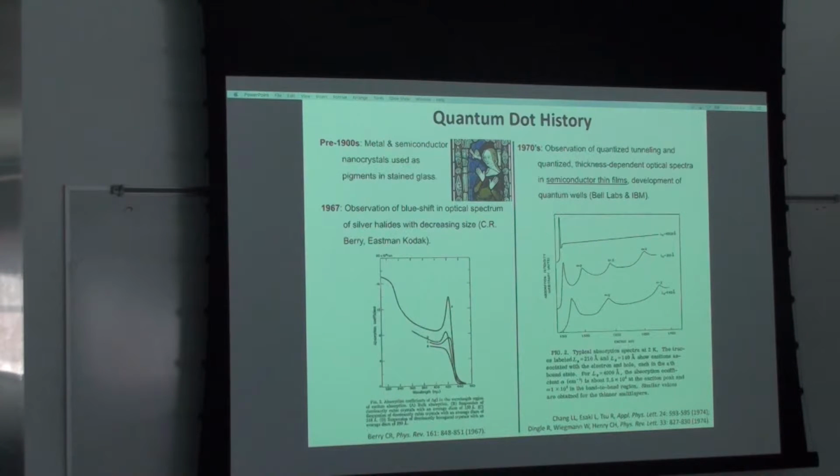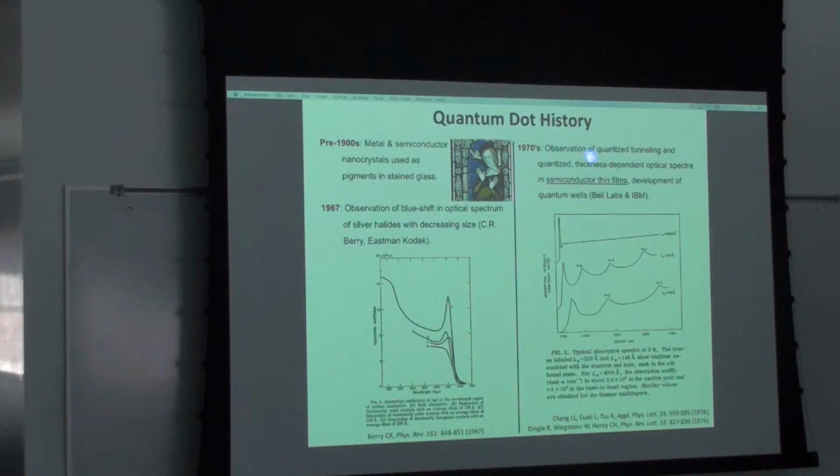And so they had this paper where they published showing that depending on the size of silver halides, you can get different optical spectra. And so they didn't know what this was originally. They basically thought that something happened with the reaction. But they basically saw the size-dependent optical properties.